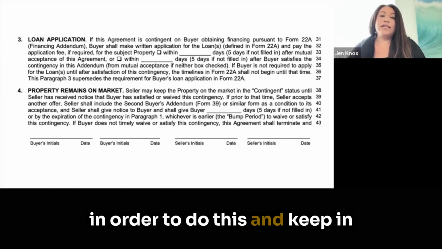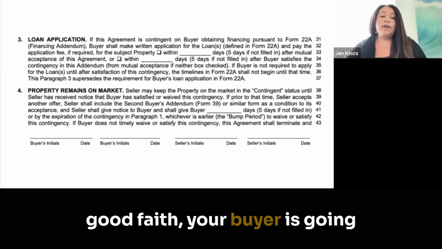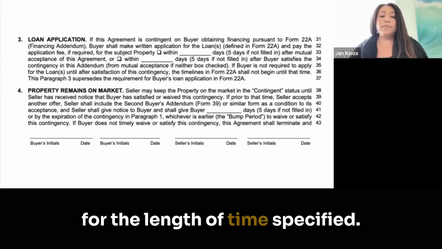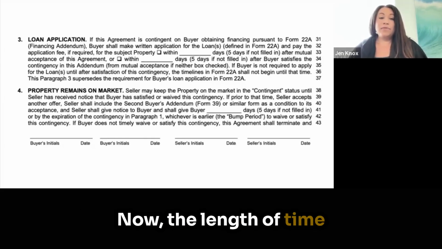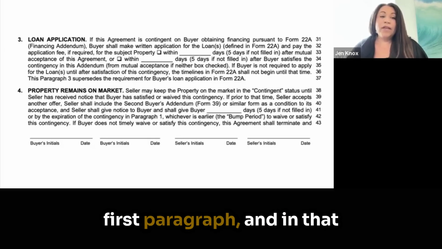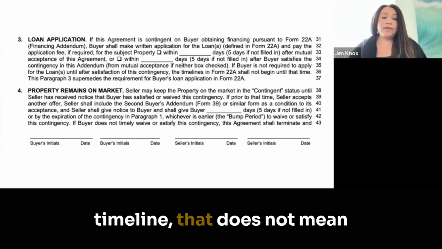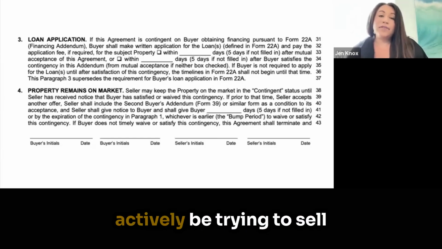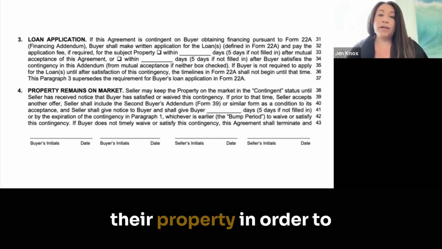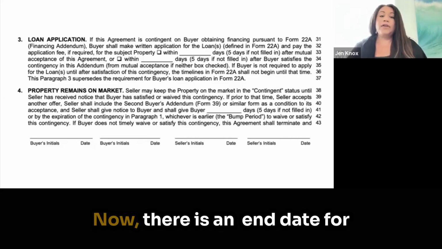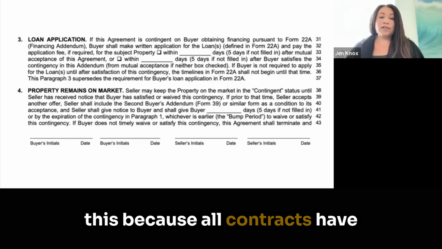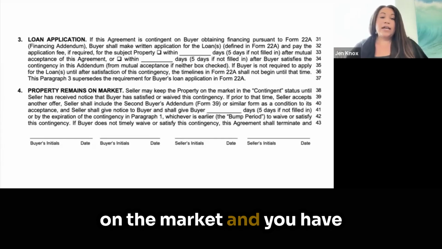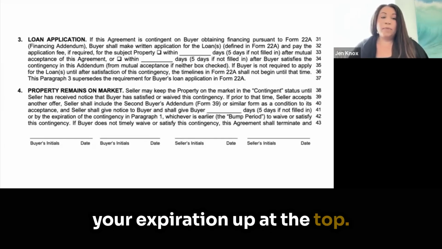Now, in order to do this and keep in good faith, your buyer is going to need to keep the property they need to sell on the market for the length of time specified. Now, the length of time specified was back in the first paragraph. And in that timeline, that does not mean you can take it off the market, put it back on the market. The buyer is going to actively be trying to sell their property in order to purchase the new one. Now, there is an end date for this because all contracts have to have a date of completion. Now, the property can remain on the market and you have your expiration up at the top.